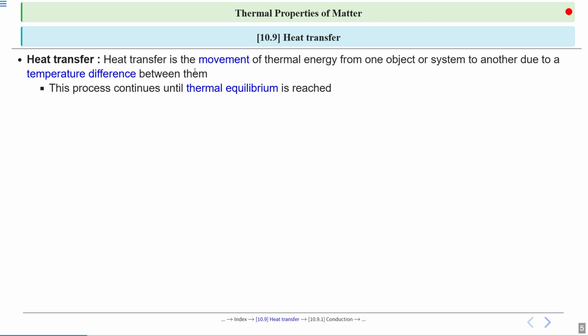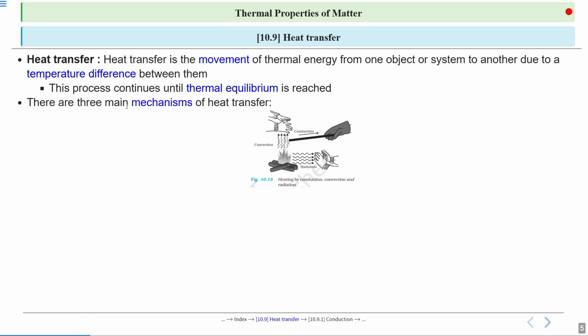This process continues until thermal equilibrium is reached. It means the movement of thermal energy continues until thermal equilibrium is reached. The temperature of two bodies or two systems is the same in that case. There are three main mechanisms of heat transfer. First, conduction. Second, convection. And third, radiation. So, these are the mechanisms of heat transfer.